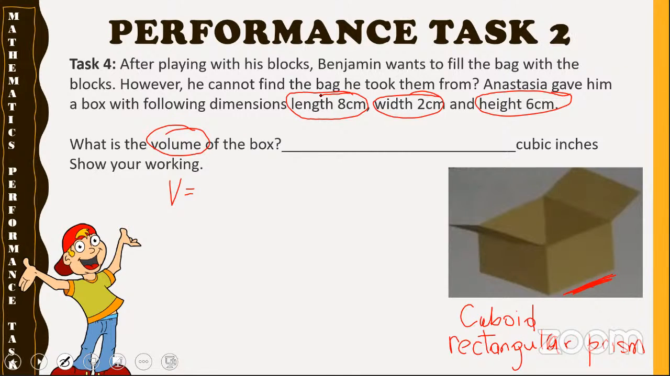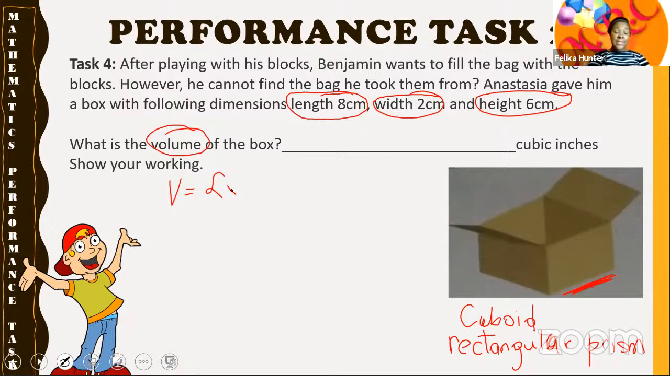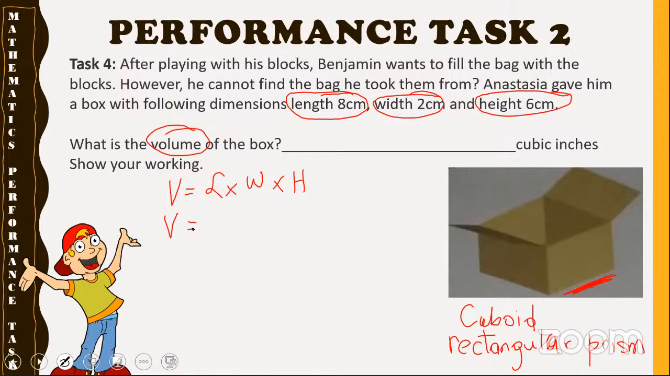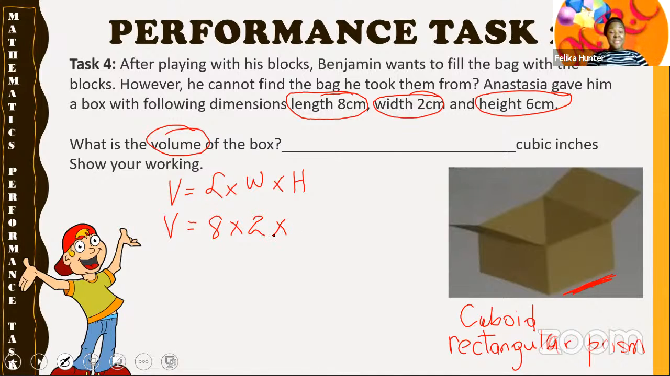Length times width times height. Well done, Shekwan. Length times width times height. So I'm going to ask Carissa now to give me the length. Carissa, what is the length? Go ahead, darling. 8 centimeters times 2 centimeters times 6 centimeters. Right. Thank you, Shanive. Thank you, Carissa.